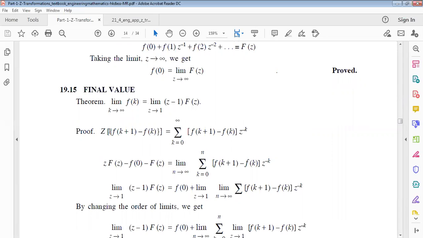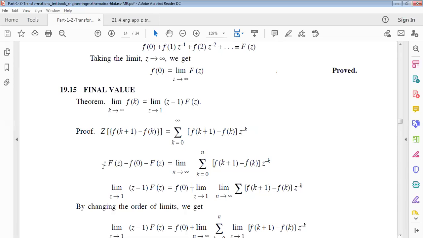Now, if we take the z transformation of the sequence f(k+1) minus f(k), remember that every sequence can be represented by second bracket. So this whole thing is the sequence {f(k+1) minus f(k)}. By the definition of z transformation, the sum from k equals 0 to infinity of this sequence times z to the power minus k, because z to the power minus k is always multiplied with the function. This is by the definition of Z transformation. You can follow the first lecture.